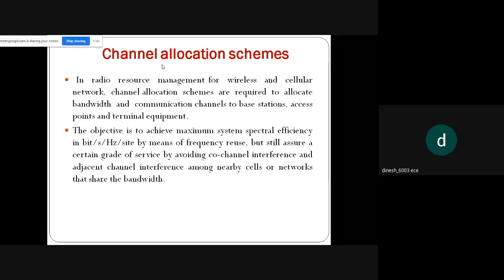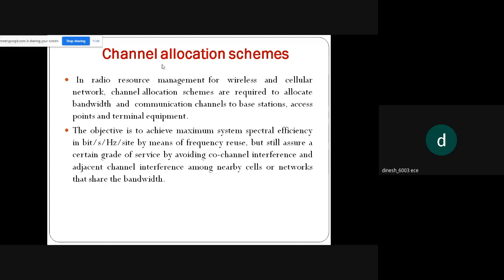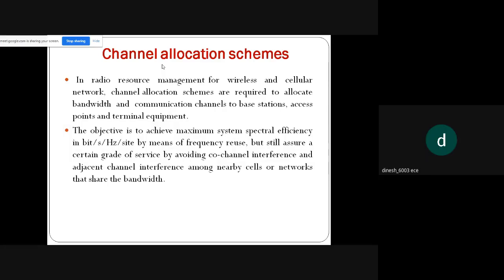So for every wireless network or cellular network, the channel allocation is to be determined and considered. In radio resource management for wireless and cellular networks, the channel allocation schemes are required to allocate bandwidth and communication channels to base stations, access points, and the terminal equipment.